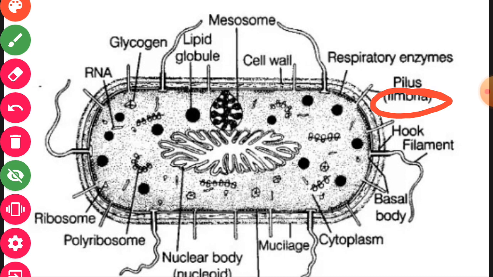Fimbriae help in attachment of bacteria to any host surface. Must remember, ribosomes are also present there. Ribosome, you studied in ninth class. Ribosomes are small dot-like structures made up of ribosomal RNA, genetic material especially. These are in the prokaryotic cell.